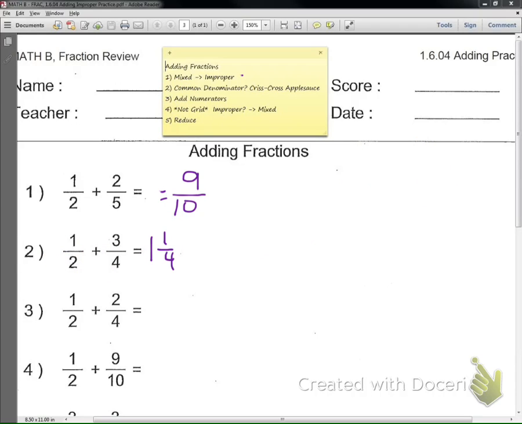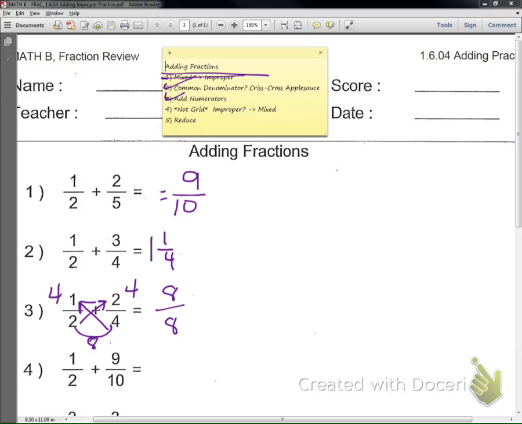Alright, let's check these. Step 1, do we have mixed numbers? Nope, so let's cross off step 1. Step 2, do we have common denominators? Nope, so we have to crisscross. 2 times 2 is 4. 4 times 1 is 4. Applesauce, 2 times 4 is 8. So we found our common denominators. We add our numerators as the next step. 4 plus 4 equals 8. And we keep our denominator the same.